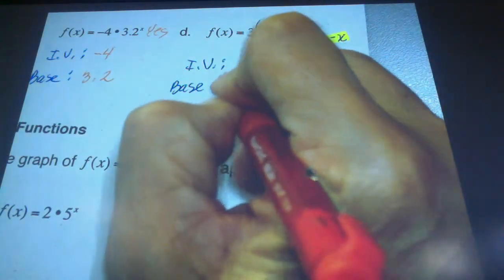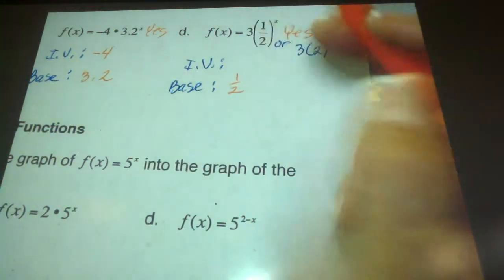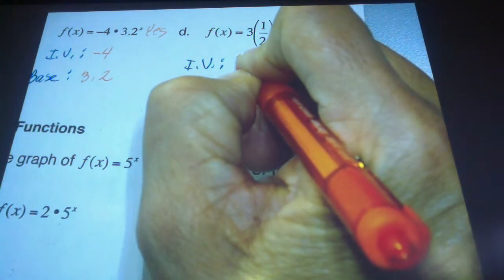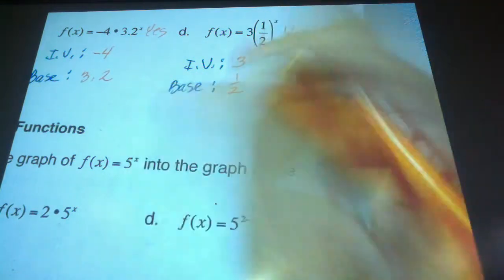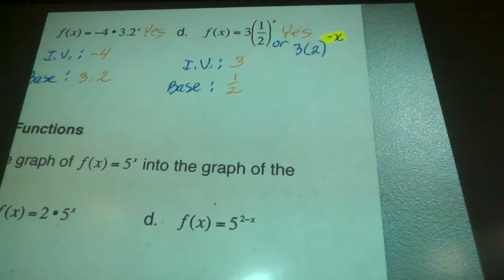So isn't your base 1/2? That tells you right there that it's decay. Because the right-hand side is what is approaching 0. And then what's your initial value? It's 3. It's the number that's in front of the power. So any questions on finding initial value and base?